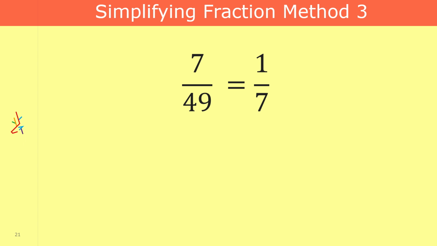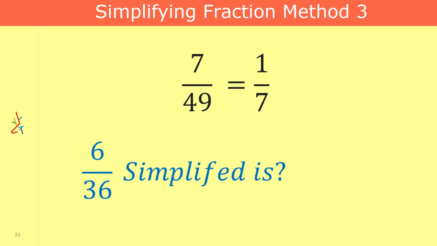And then there's the third method, which is finding a number that goes into the top number and the bottom number, and you use times tables for this. So 7 fits into 7 once and 7 fits into 49 7 times. In this example, 6 fits into 6 once and 6 fits into 36 6 times.